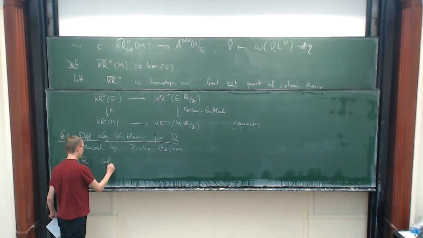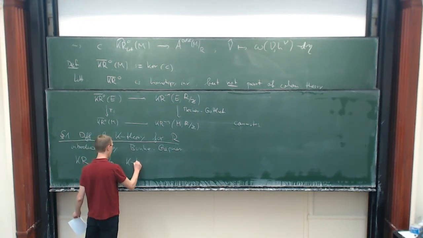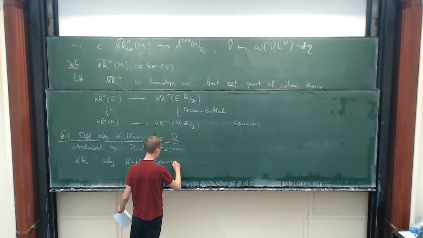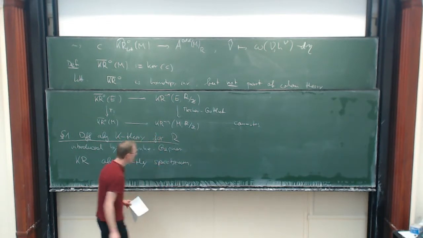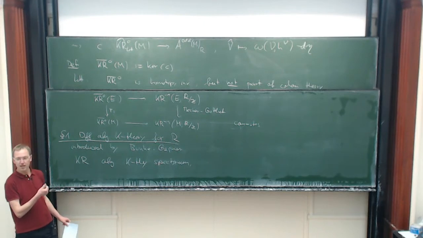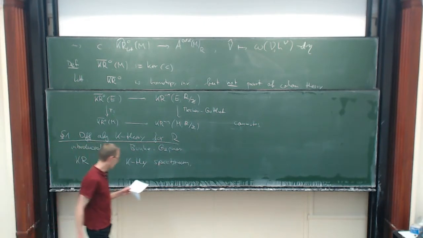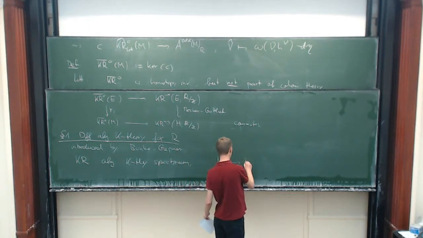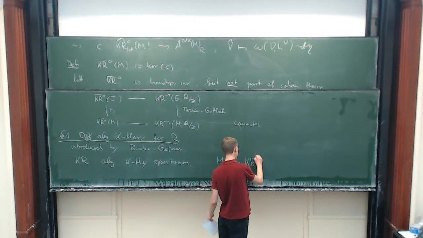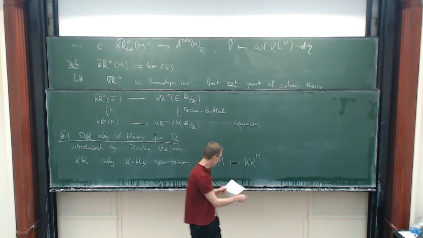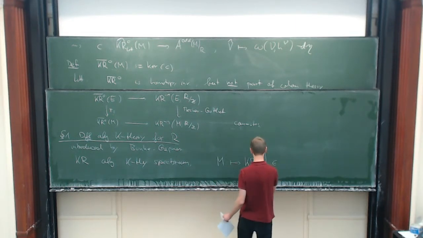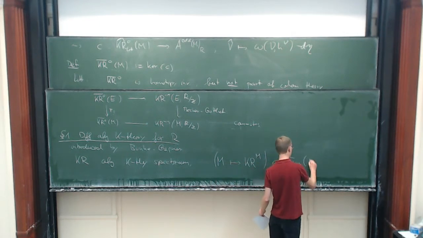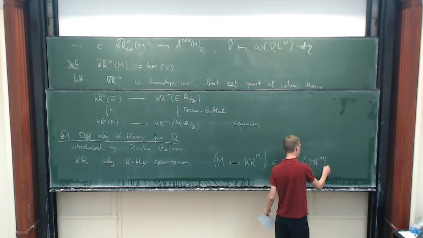So KR, as I said before, this is the algebraic K-theory spectrum of this ring. And then if you have any manifold, you can form the so-called function spectrum. So you can consider the following functor, which maps a manifold to KR upper M. So this is the so-called function spectrum. The whole thing here is now somehow a presheaf of spectra on manifolds.